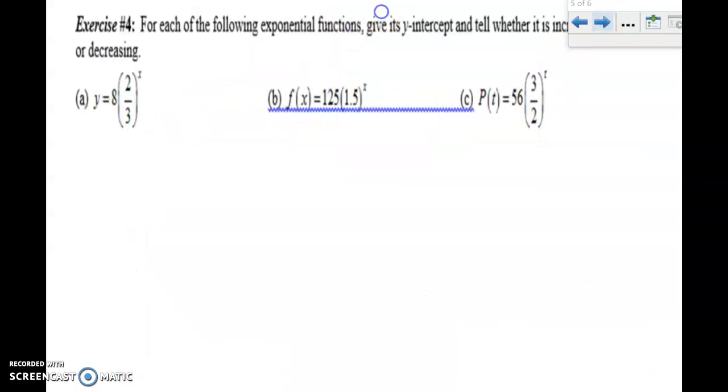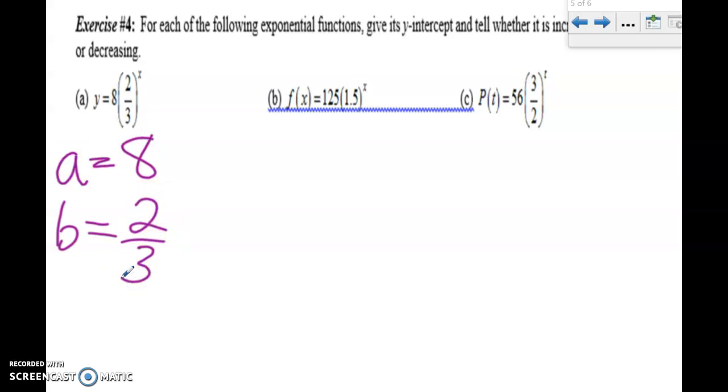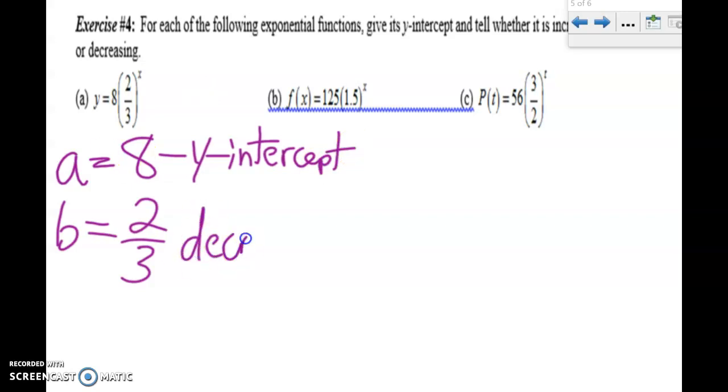All right. So now let's take a look at these functions and just kind of pick them apart. So we know that there's an a value and a b value, right? There's two numbers in each of these. The a, it's alphabetical order, comes first. The b comes second. What does that tell us? It tells us that the 8 is the y-intercept, okay? Maybe I should write the first one out. So the 8 is the y-intercept, and the 2/3, because it's less than 1, is a decreasing function. Okay? It's going down.